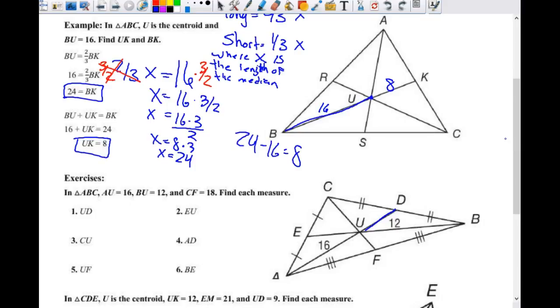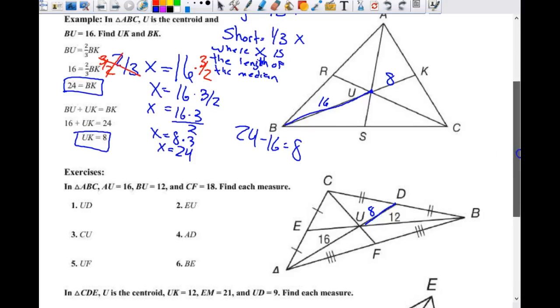This long portion is 16. The long portion is 16, so the short portion has to be 8. So we know this has to be 8, and the total has to be 24. Right? So AUD was 8 units, and then AD is 24 units. Yes? That is physically longer than this. Yeah, you compare it to the other one.